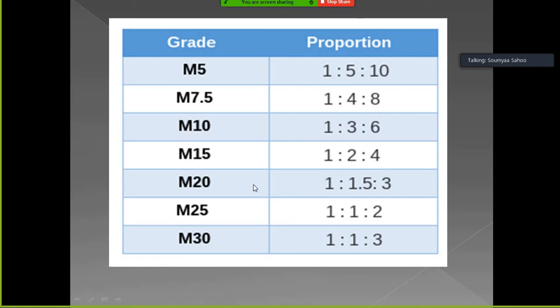For M20 grade concrete, the proportion of cement, sand and gravel is 1:1.5:3. For M25 grade concrete, the proportion is 1:1:2. For M30 grade concrete, the proportion is 1:1:3. Here the letter M stands for mix.